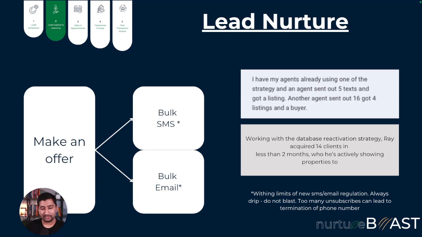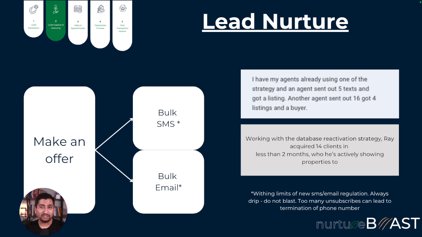For example, here are two messages that my clients sent me. The first one is, I have my agents using one of the strategies, and an agent sent out 5 texts and got a listing. Another agent sent out 16 and got 4 listings and a buyer. The second one is working with the database reactivation strategy. Ray acquired 14 clients in less than 2 months, and he's actively showing properties. These are not made up texts. These are live clients. These are actual examples.